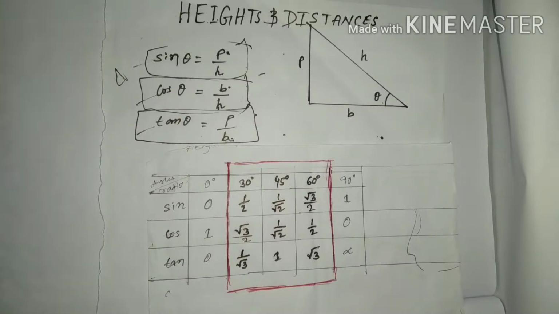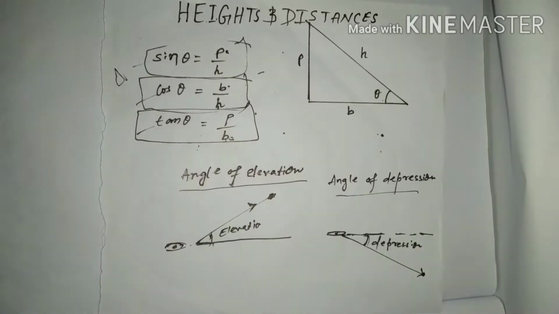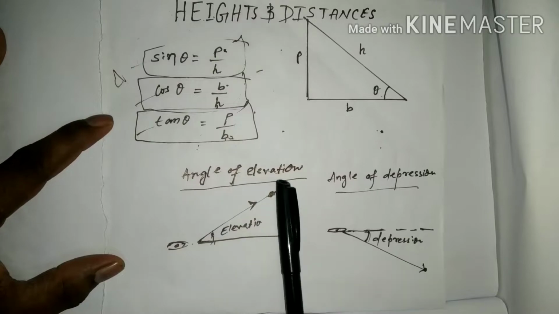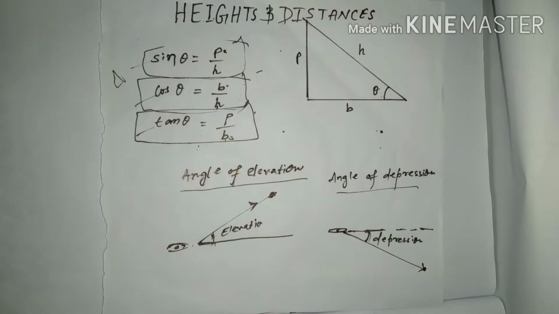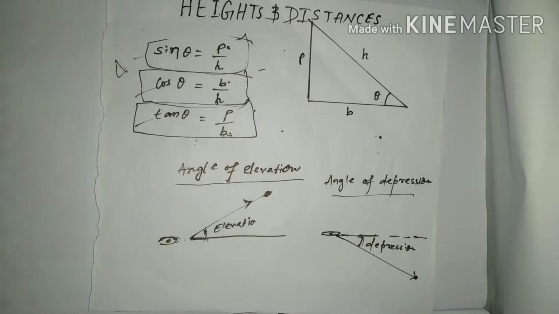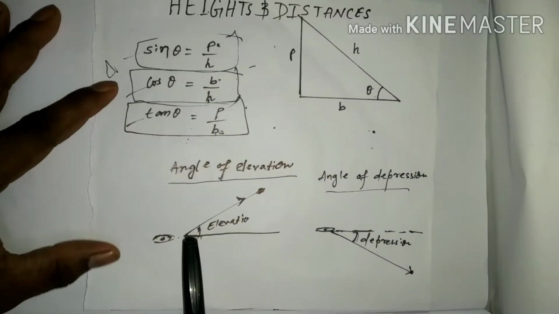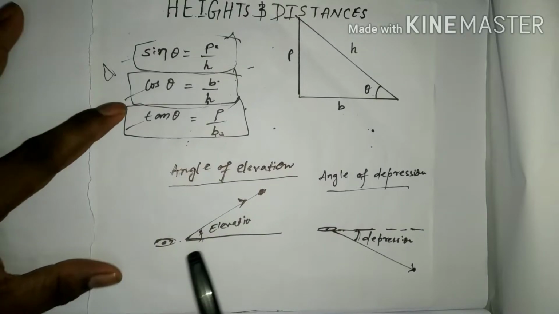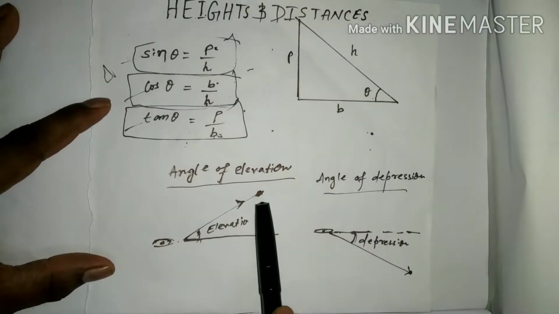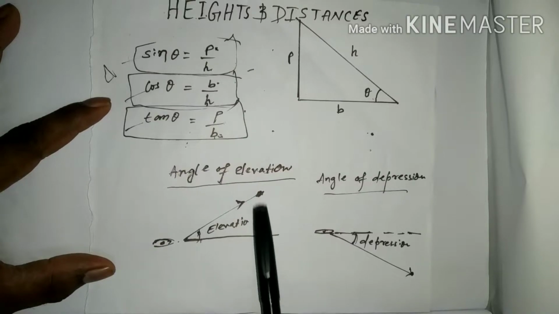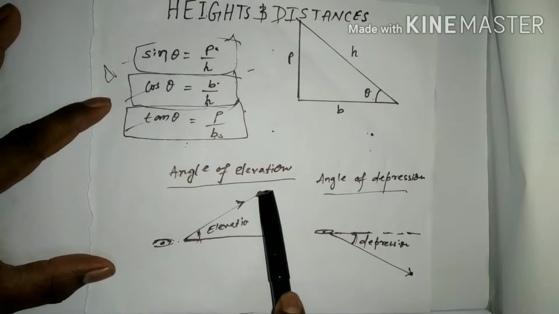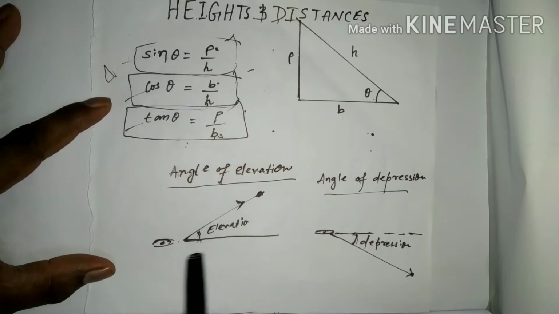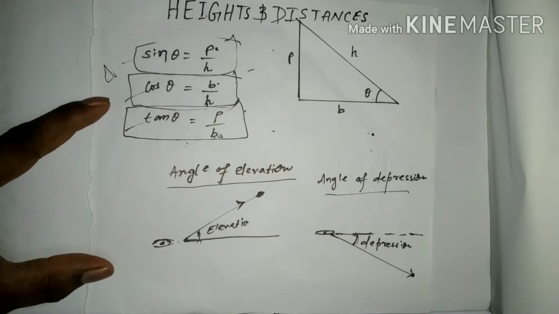Okay, students. Now, apart from that, you can see it is written there as angle of elevation. Now I am going to explain what you understand by the angle of elevation. Suppose you are on the ground, observing your friend who is on the roof of your school. From bottom to upper, the angle formed here is called the angle of elevation.